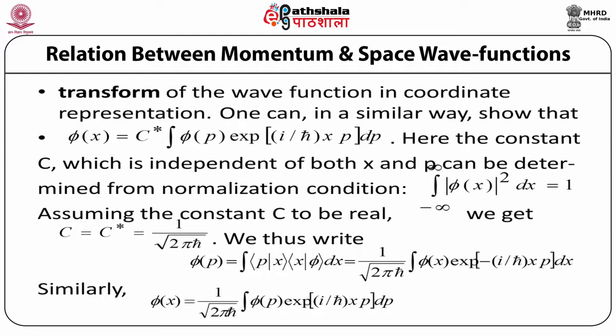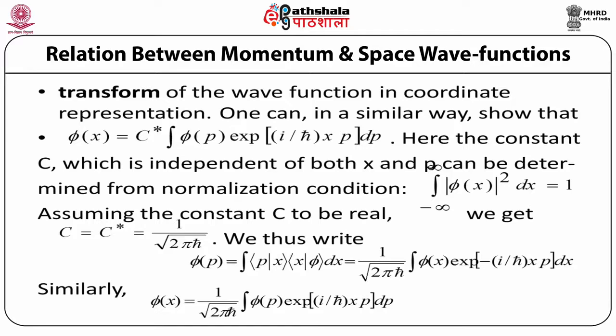Here, the constant c is independent of both x and p and can be determined using the normalization condition. Integration over dx with limits going from minus infinity to plus infinity, the square of the modulus of the wave function φ(x) is equal to 1. Assuming the constant c to be real, we get c equal to c* equal to 1 upon under root 2πħ.